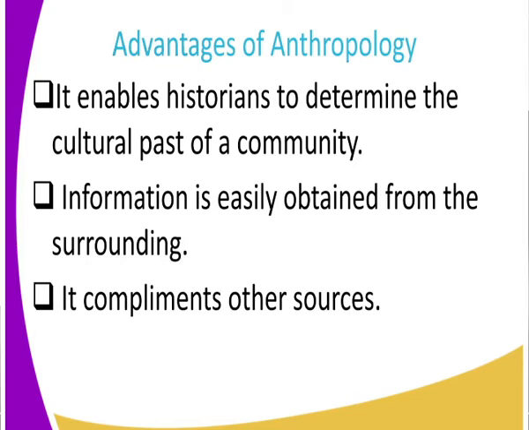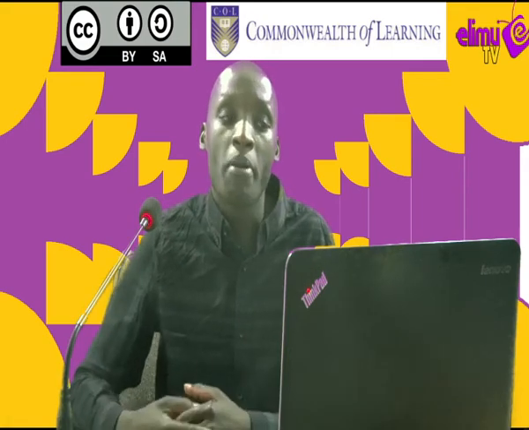And also, information is easily obtained from the surrounding, right? It is cheap in that case. Not really cheap, but information is easily obtained from the surrounding. Meaning, in this case, you need to ask people how they lived, right? What are some of the beliefs of the people? So information you can readily get from the people. Then finally, it complements other sources, right? Unlike these other sources that require more skills, more personnel, this anthropology complements other sources of information.